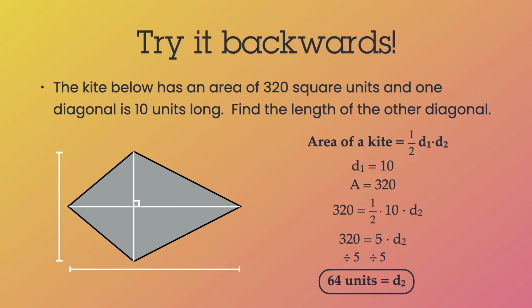But if we think back to our little problem of which diagonal was the 10 and which one is the one we're looking for, since we have 10 and 64, based on this picture, it looks like 10 is the tall one that's a little bit shorter, and then the 64 would be the longer one. But like I said, it doesn't matter when you're finding the area. If we were doing other things with the kite, we might have to pay more attention to that. But since our formula is just multiplying the two numbers, you can multiply in any order.